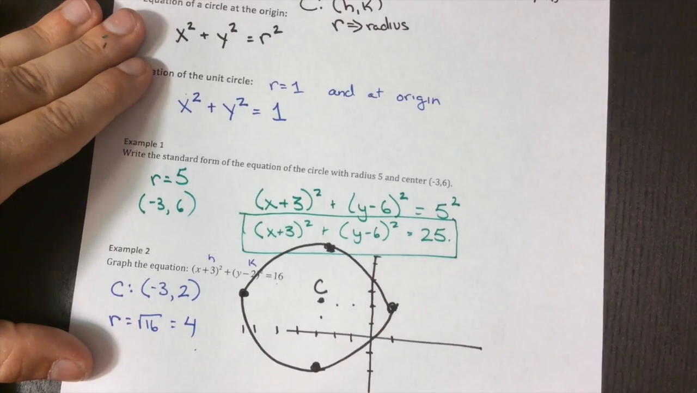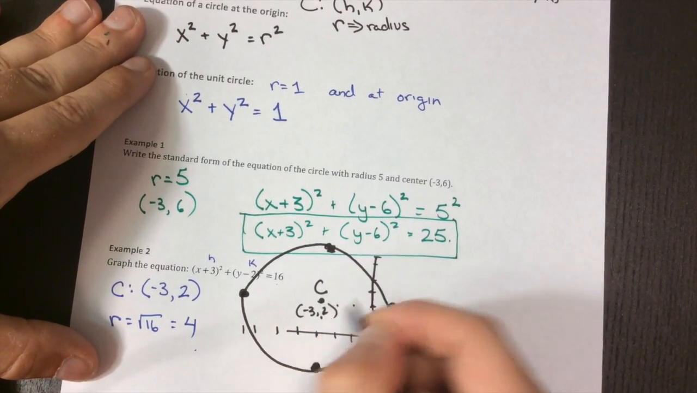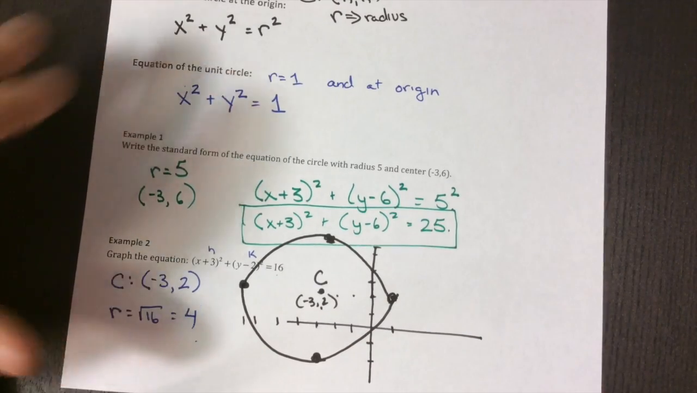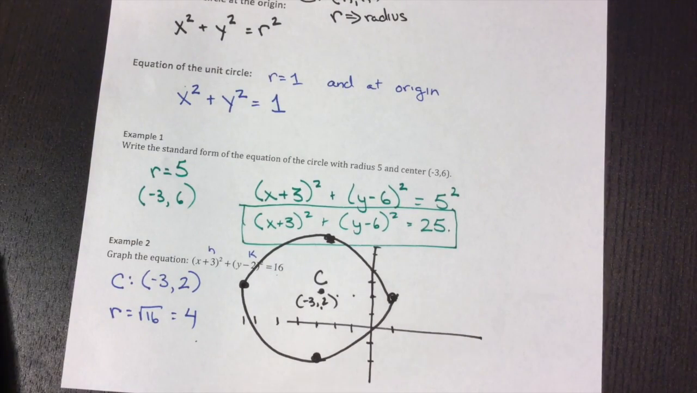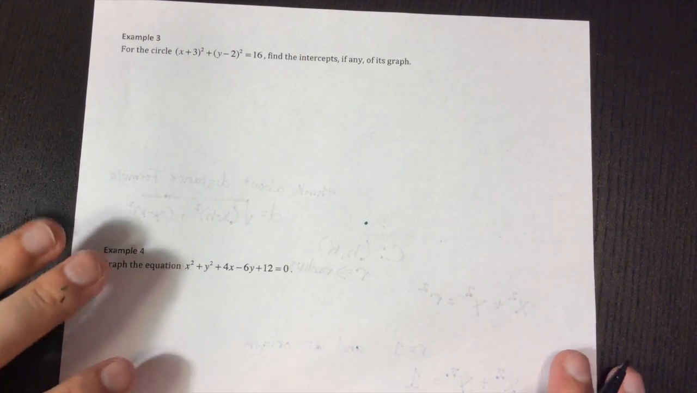And then I'm going to label that right there my center. If you want, that's -3, 2, and my radius is 4. So that's graphing a circle. Final two problems for the chapter, and then we're going to get into a little bit more algebra that I want you guys to remember.